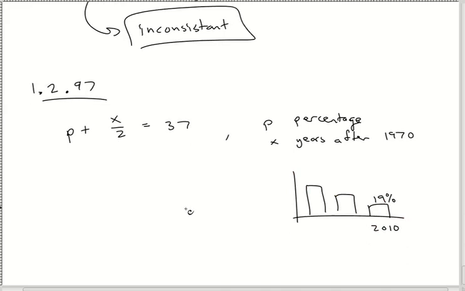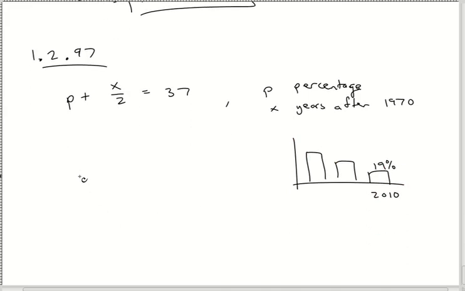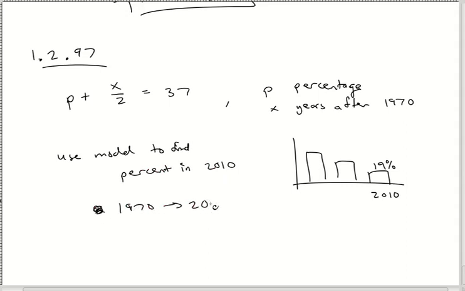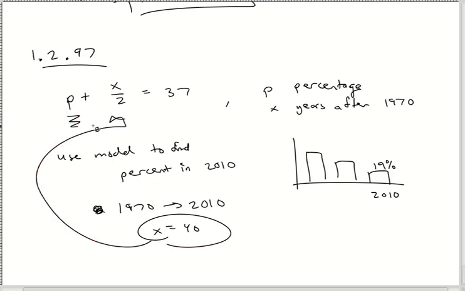Okay. So it says use the model to find the percentage in 2010. Well, x is years after 1970. So I've got 1970, and I'm going to 2010. How much x do we have here? We should have 40, so x is equal to 40. I'm going to plug that in and solve for p.